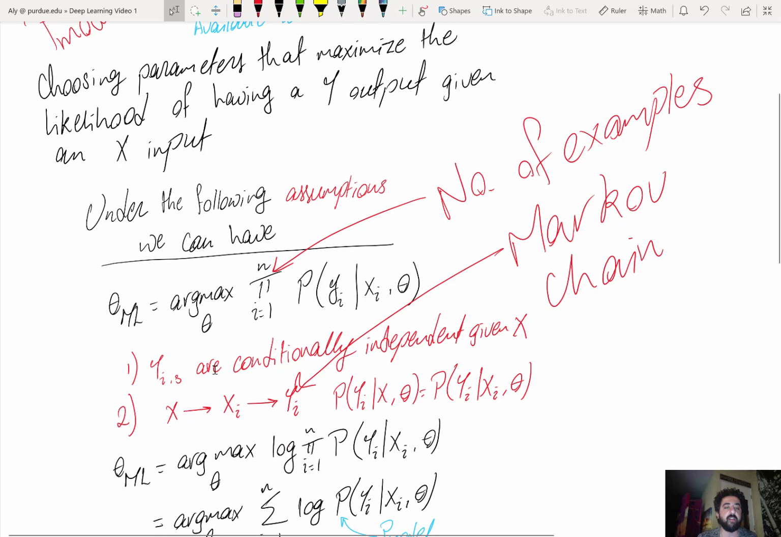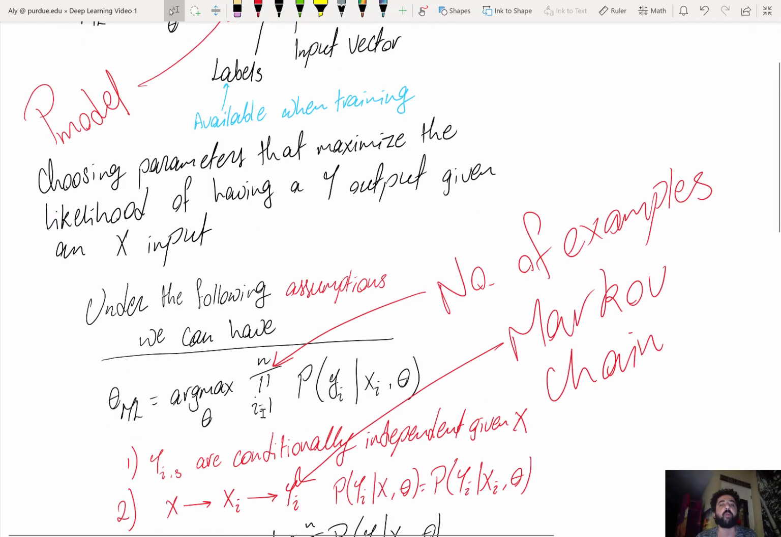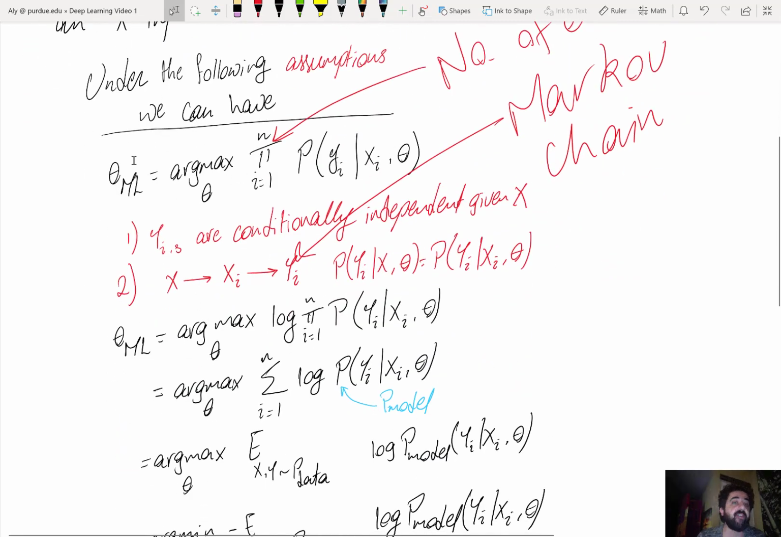And the first assumption gives us the ability to decompose the joint probability of the y's given x and theta into a product of p of yi given xi and theta, the product over all the examples from 1 to n, right? So if we have these two assumptions, the yi's are conditionally independent given x, and x, xi, yi is a Markov chain for all i's from 1 to n, then I can have theta ml equals argmax over theta of the product of p of yi given xi and theta.